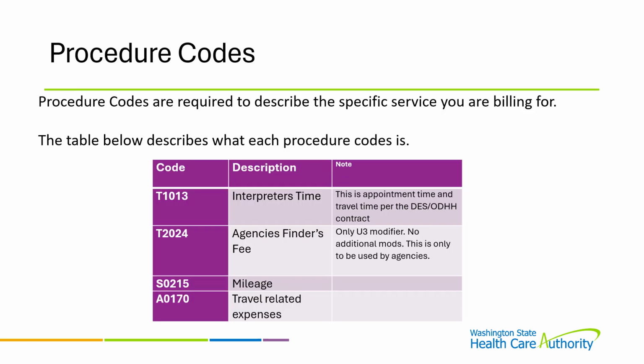Procedure codes identify the type of services you are billing for. This could include the interpreter's time, an agency's finder's fee, mileage, or other approved travel activities. Each code has a set fee in the ProviderOne system. By entering the correct procedure code, you are telling ProviderOne exactly how to reimburse you.